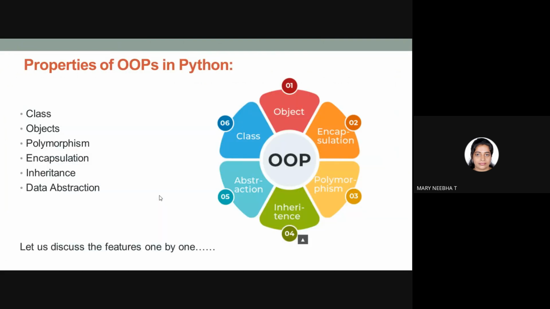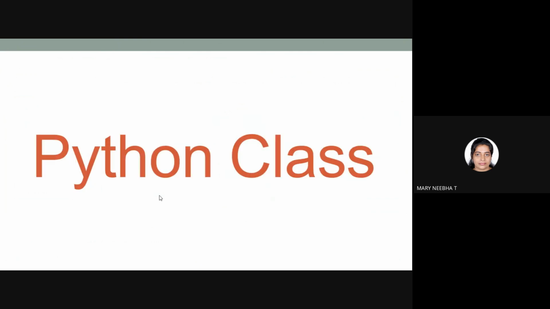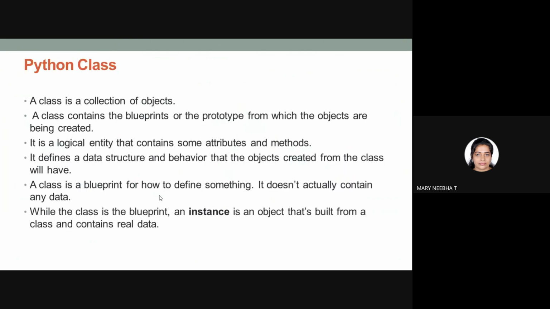These are the features: classes, objects, polymorphism, encapsulation, inheritance, data abstraction. These are very important features. In any object oriented programming language, we have these features. Since Python also adopts object oriented programming, we have all these features in Python as well. Here we are going to see them one by one. In today's lecture, we are going to see only classes and objects. So first we'll start with a class.